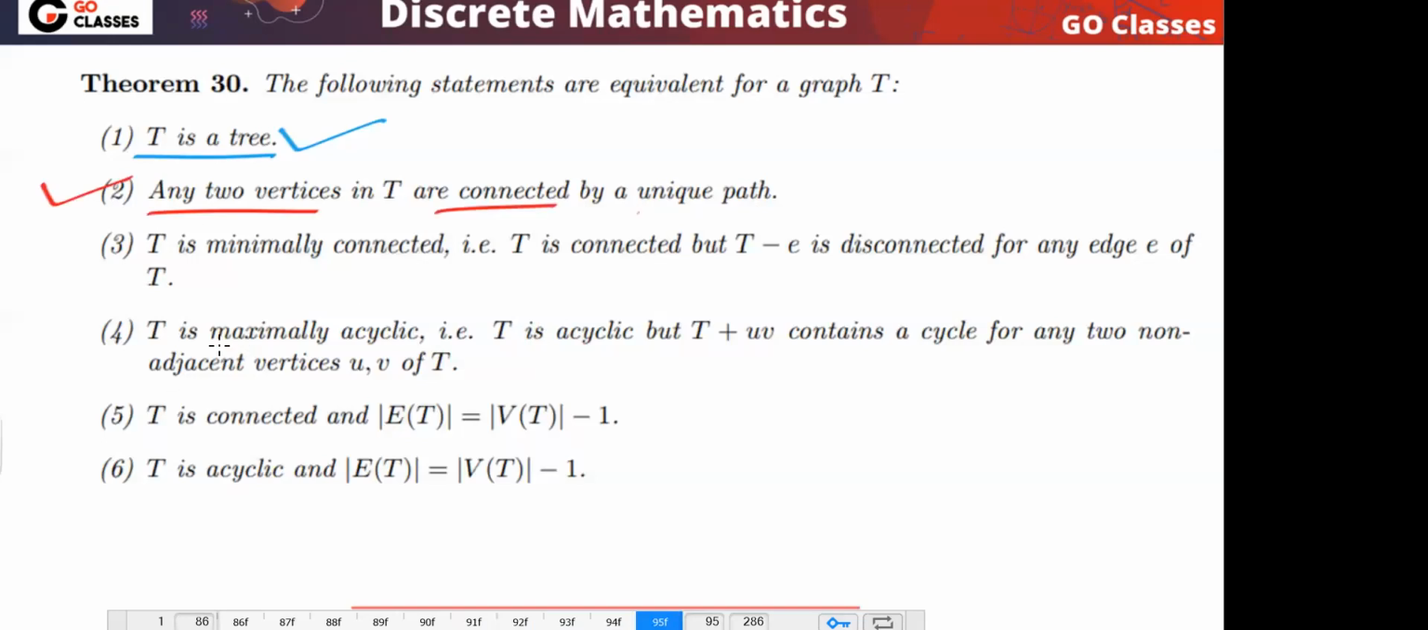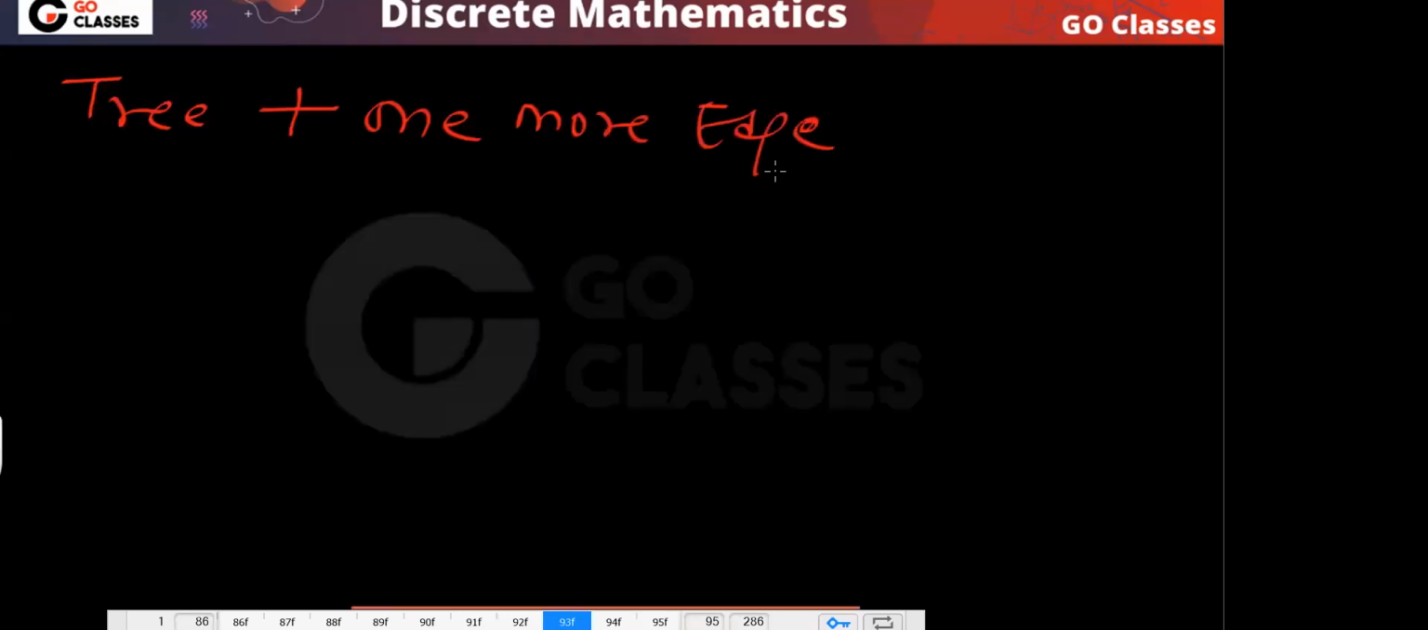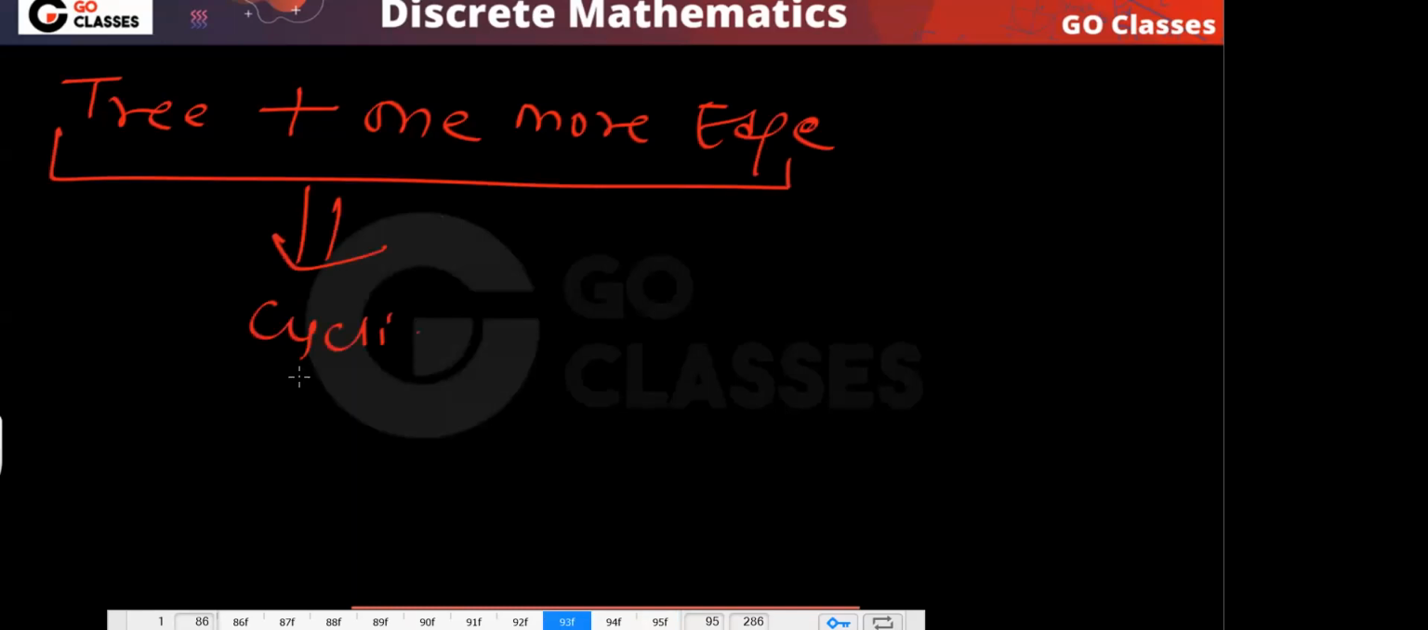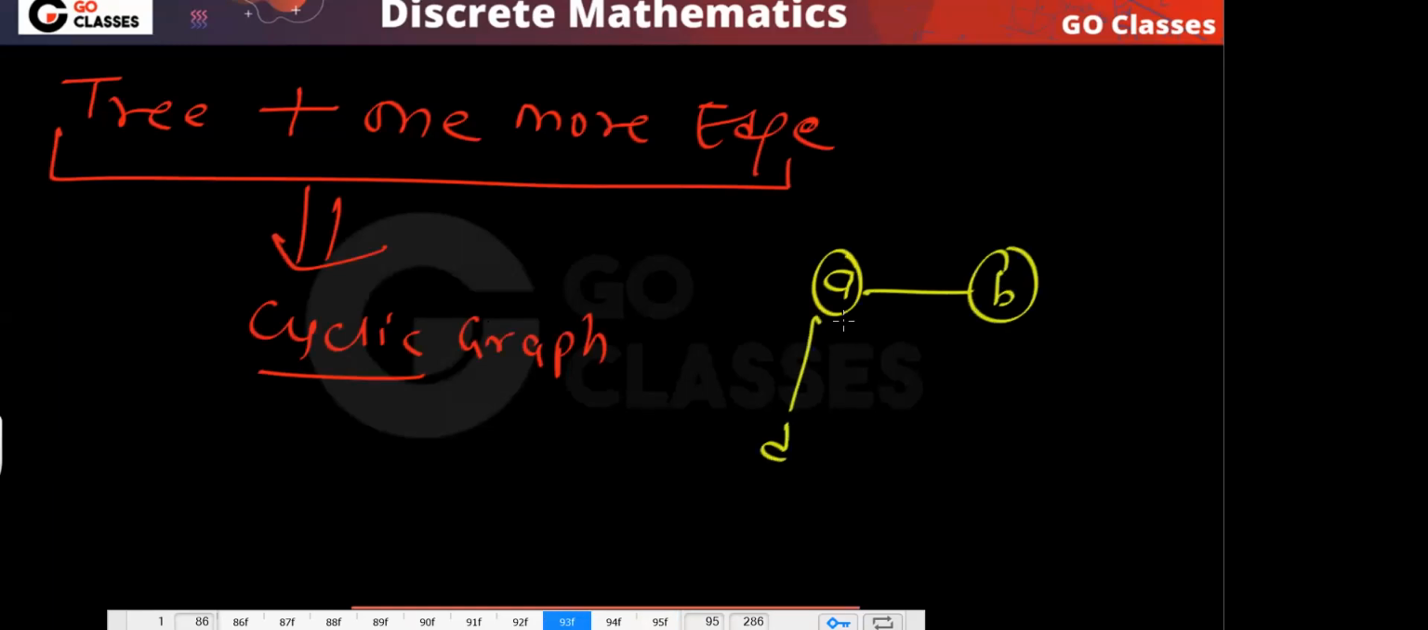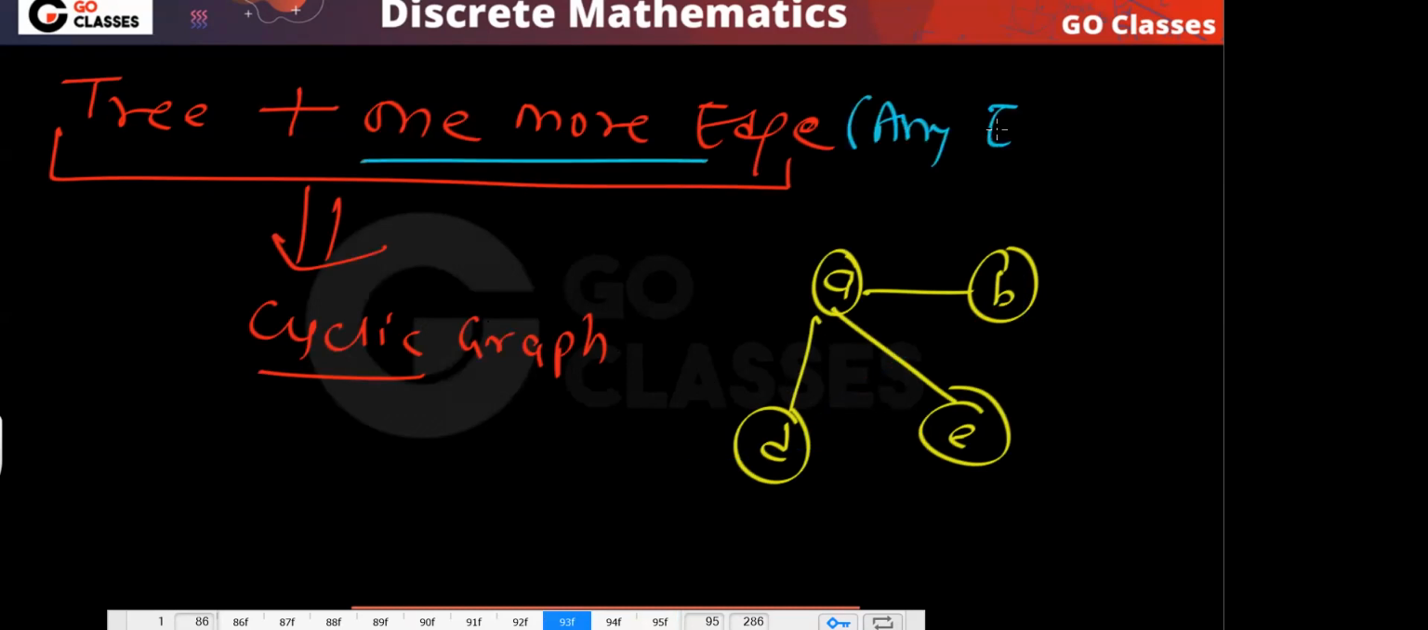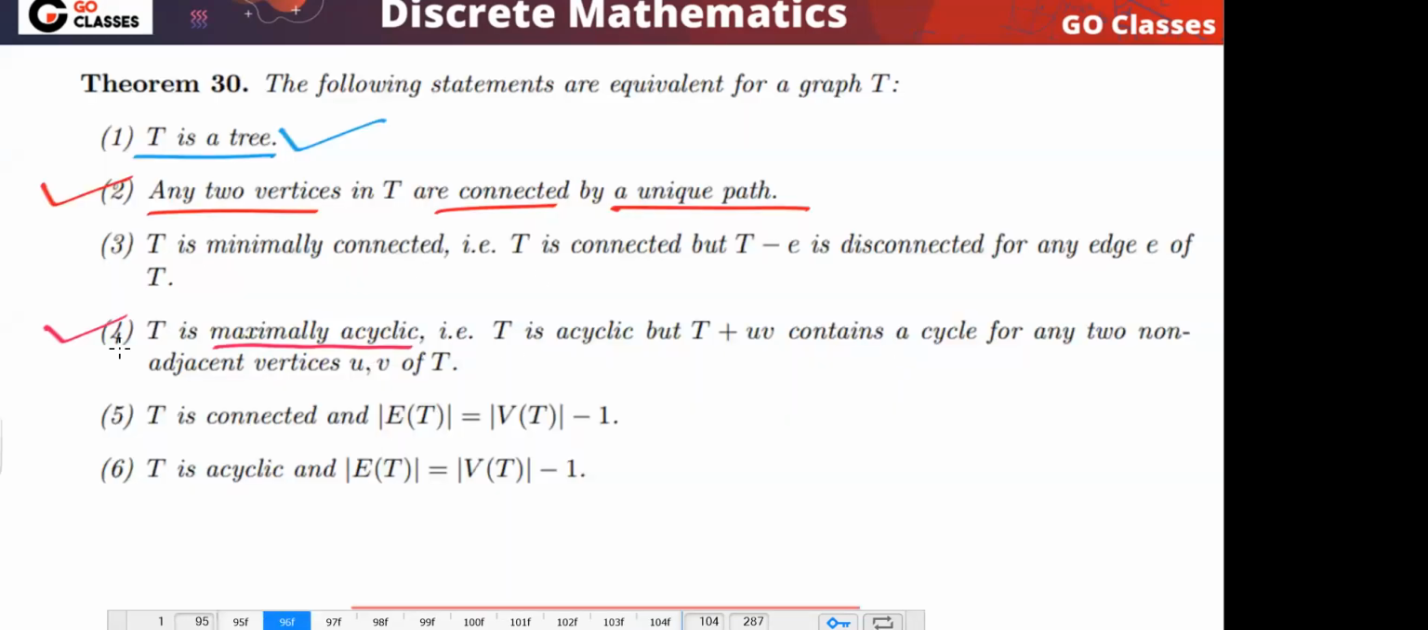And what is another definition? Maximally acyclic. It means you cannot add some more. In a tree, if you add one more edge, then what will happen? Then it means cyclic. You will get a cyclic graph, because in a tree there is no scope to add one more edge. For example, this is your tree. Whatever edge you add, that is your choice, that will be a cyclic graph. So I can say that tree is maximally acyclic, means you cannot add any new edge.